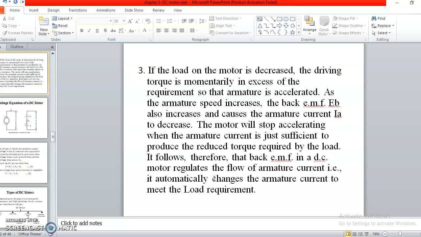Hence, this back EMF, though it acts opposite to the supply voltage, plays an important role when the load on the motor increases or decreases. Accordingly, it gives the armature current a higher or lower value. So it will automatically manage the value of IA. So this is all about the back EMF and its significance.